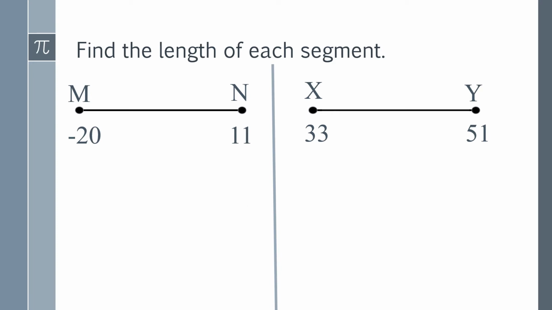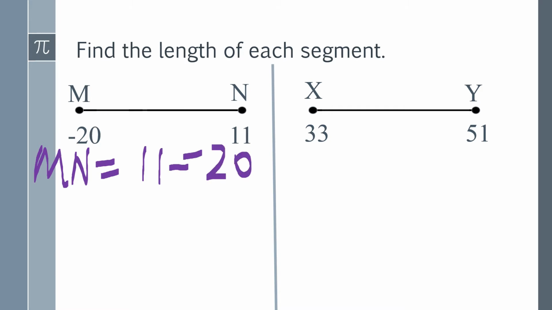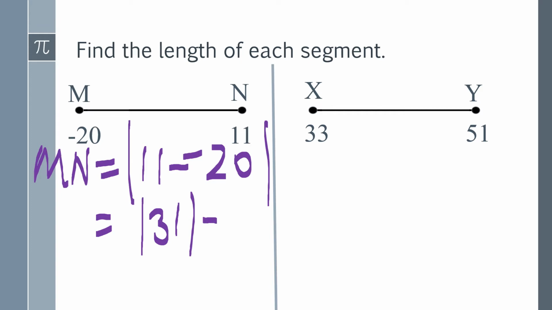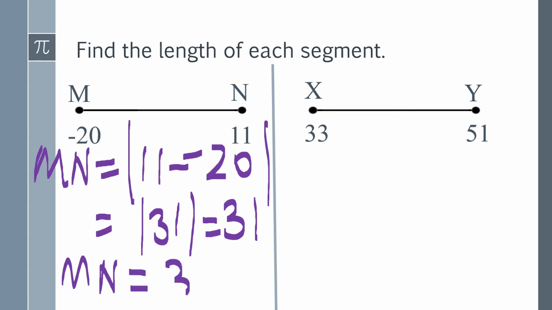Now we want to find the length of each segment, starting off with the length of segment MN. So the length of segment MN is equal to 11 minus -20, and then we want to take the absolute value of that difference, which gives us 11 plus 20, which is 31, and the absolute value of 31 is 31. So the length of segment MN is 31 units long.